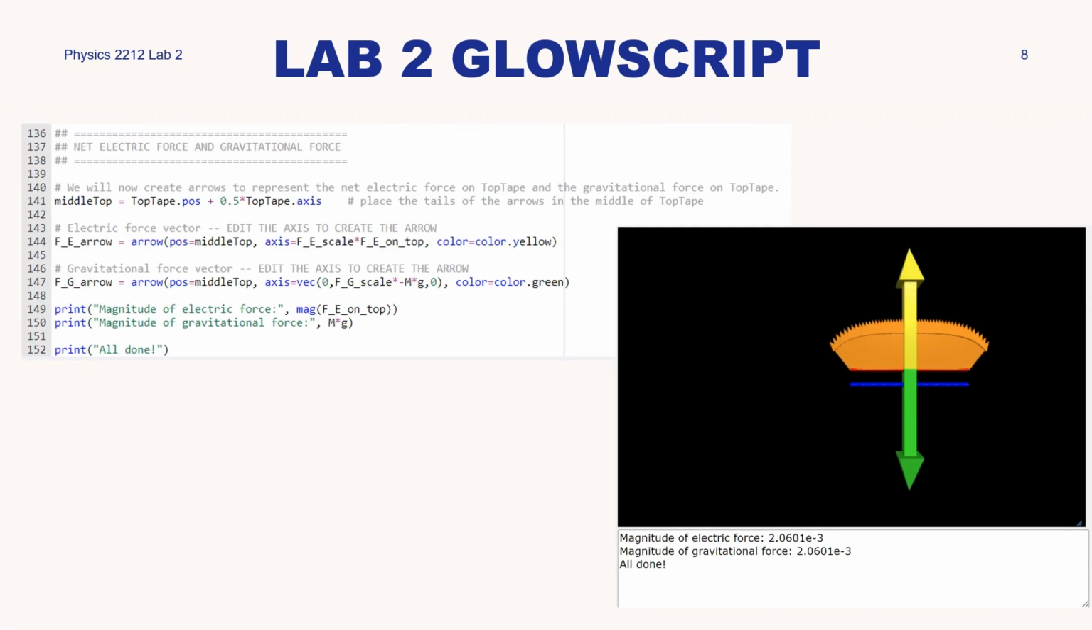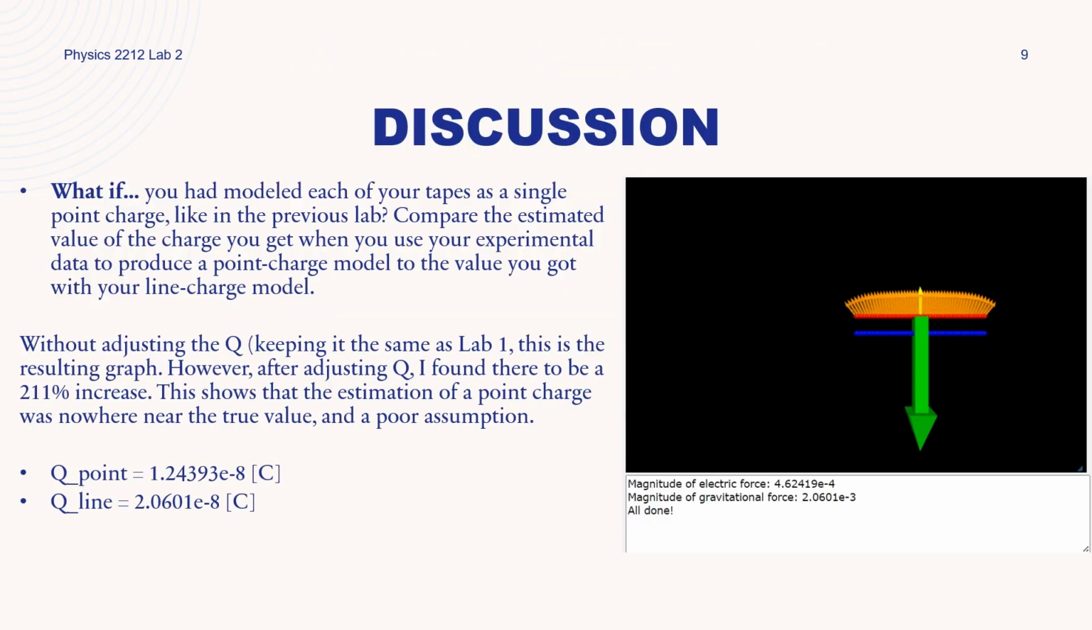Here we have the final part of my GlowScript code, as well as the plot that we got from running the code. Now, what if we had modeled each of the tapes as a single point charge like in the previous lab? Well, in the plot shown on the right, we can see that the gravitational force pointing down is much, much greater than the electric force pointing up. This means that with the data I got, this experiment would be totally fraudulent. There would not be nearly enough electric force to push the tape to the height that I measured it at.